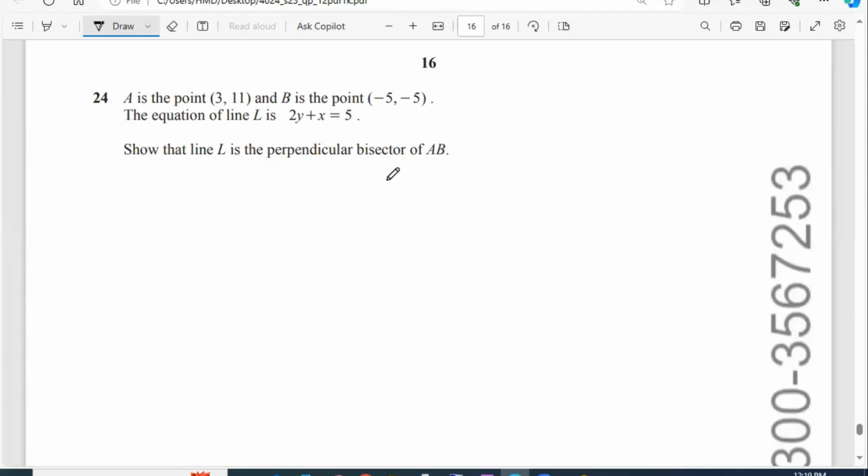For that, you should know how to find the equation of a perpendicular bisector. So in this part, we are going to find the equation of the perpendicular bisector. Suppose this is point A, this is point B, and this is the line, line L. Line L is the perpendicular bisector. So what will you do? You have to find the midpoint first.